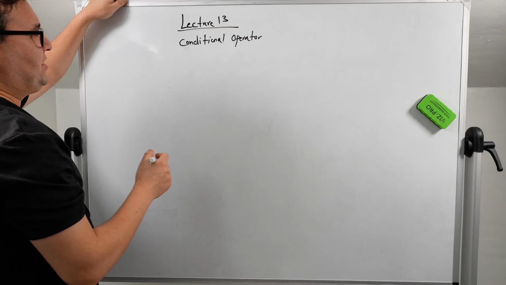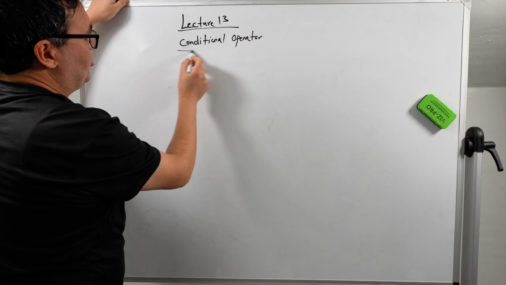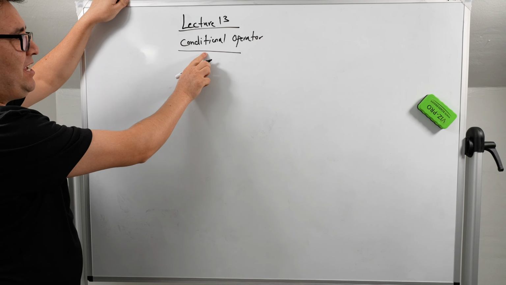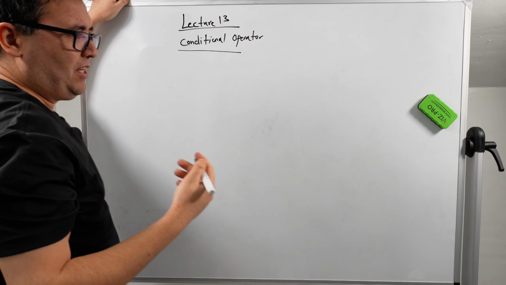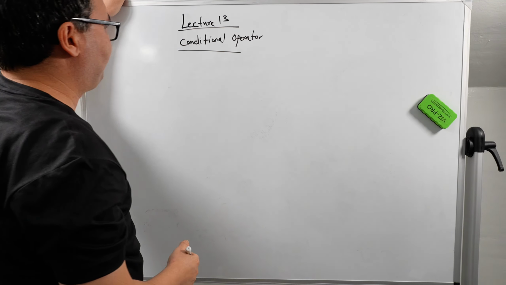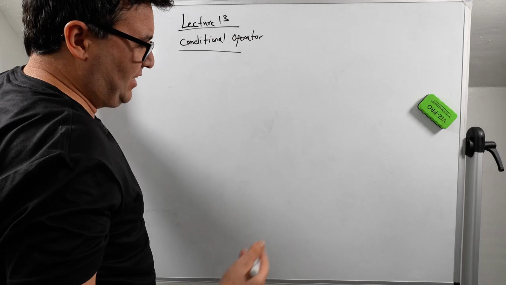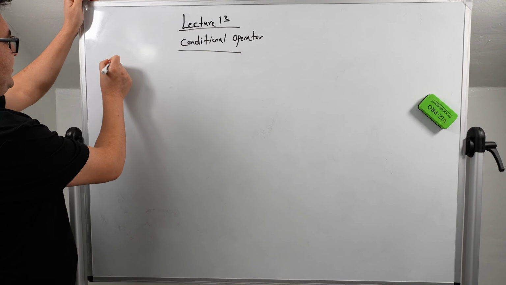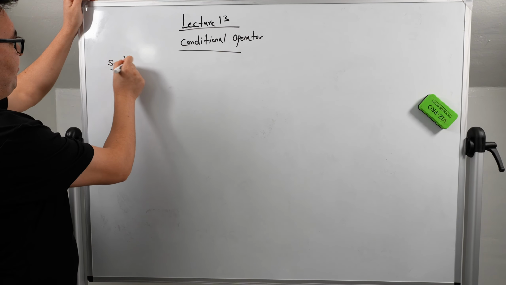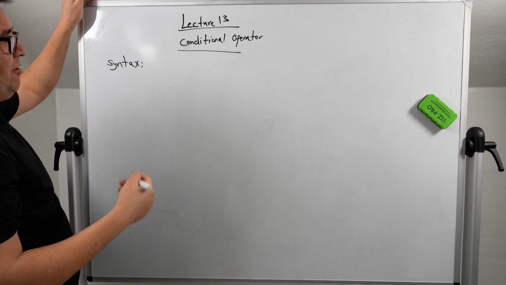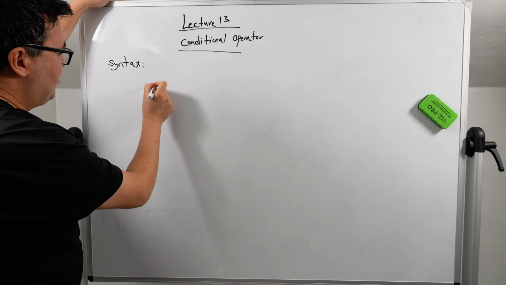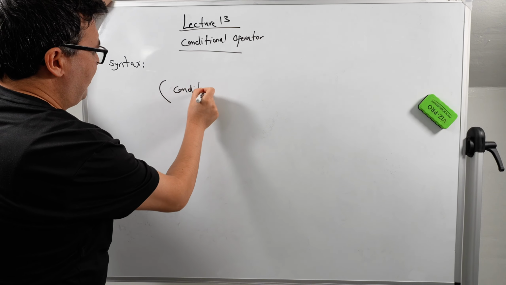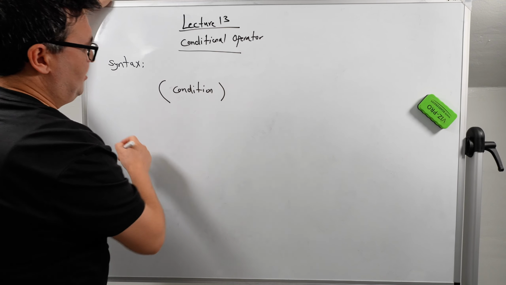The conditional operator in C++ is used to check a condition, and based on the condition, execute part of a program. For example, let's check first the syntax for the conditional operator. So we have first a condition here.